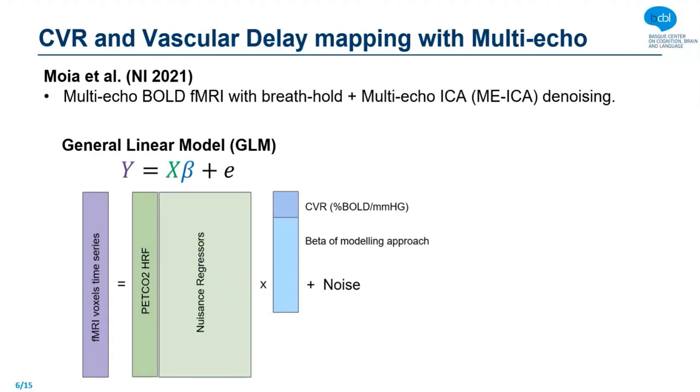However, we know that fMRI is sensitive to noise and artifacts. The study by Moia in 2021 showed the benefits of multi-echo fMRI with breath hold, using a multi-echo ICA denoising technique, where they compared an aggressive approach to a conservative approach. In this case, they used a general linear model where the dependent variable was the fMRI signal, and the independent variable was the PETCO2 convolved with the hemodynamic response function.